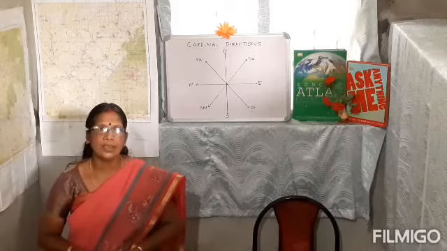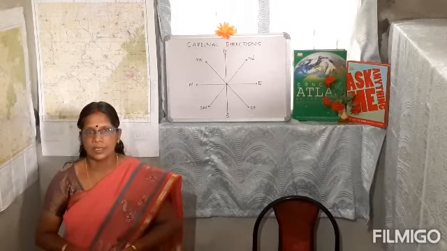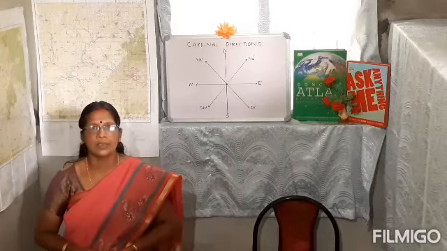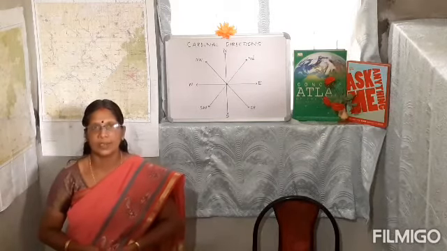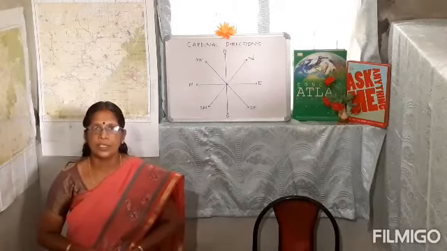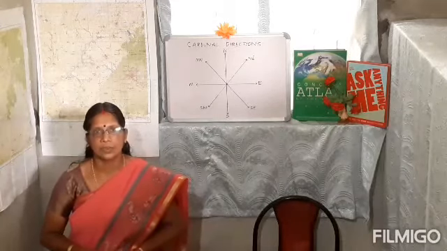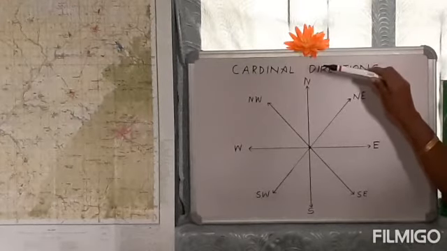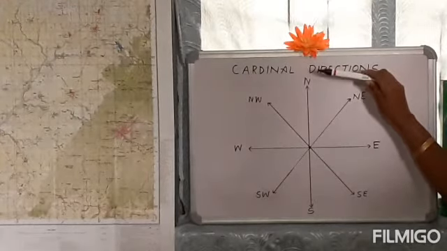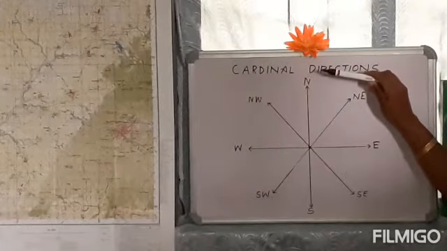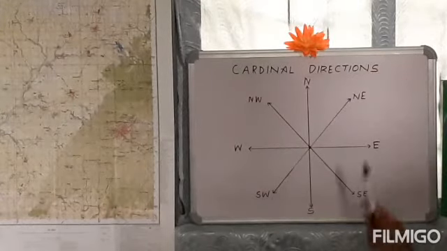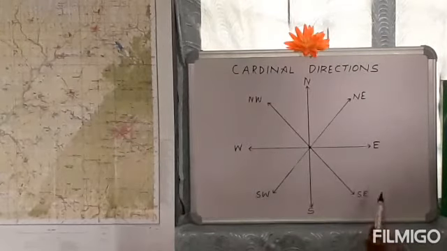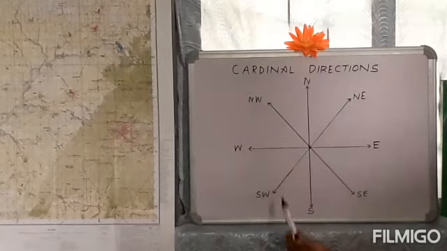One can see 8 cardinal points on a map such as north, south, east, west, northeast, southeast, northwest and southwest. Here we have a picture to illustrate 8 cardinal points. This picture shows cardinal directions. Mainly there are 8 cardinal directions or points on a map. They are north, south, east, west, northeast, southeast, northwest and southwest.